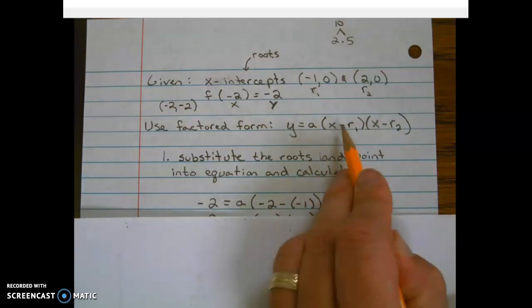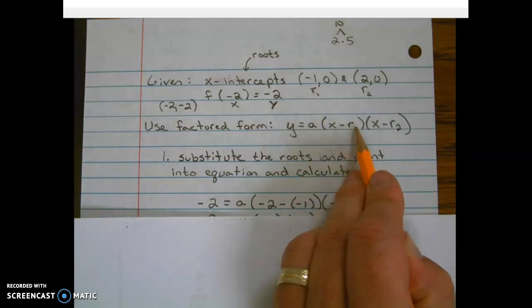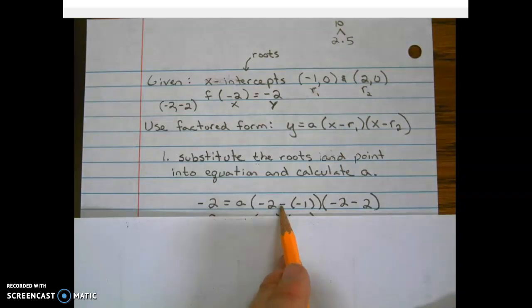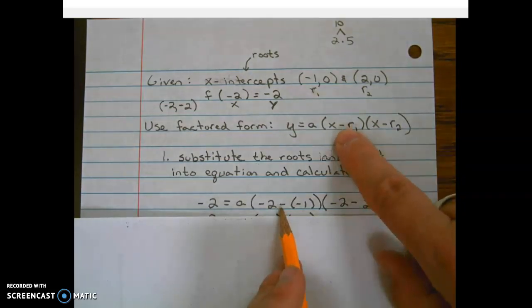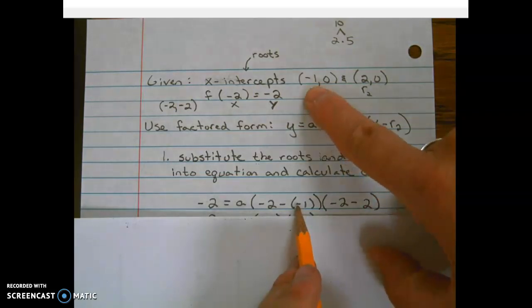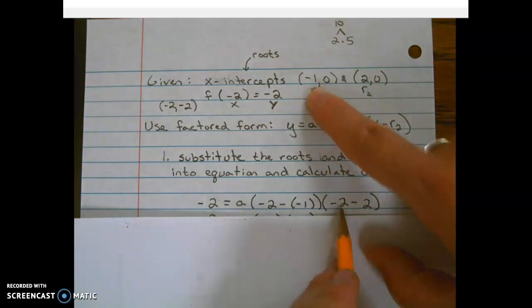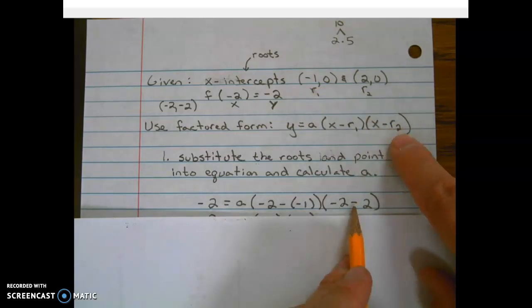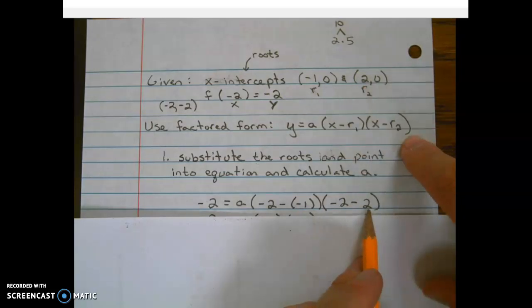Okay, and then it's minus the root. So root 1 I labeled -1, so it's going to be minus, because that's part of the formatting here, and then root 1, which is -1. And then on this side, x, which is -2, minus, and then we plug in root 2, which is 2.